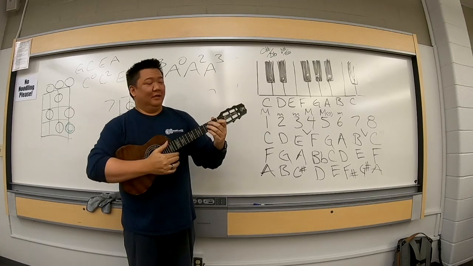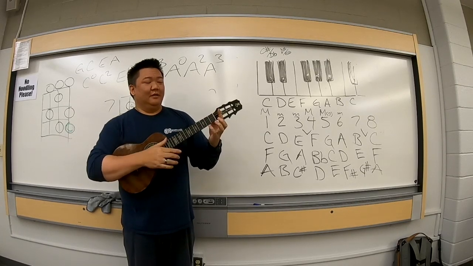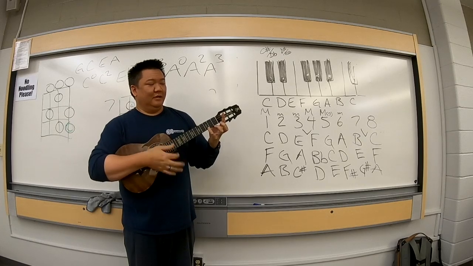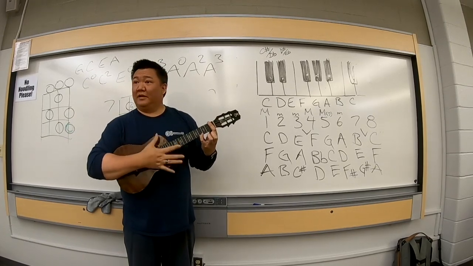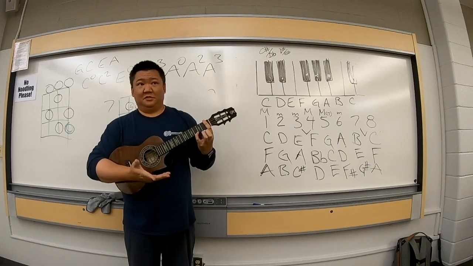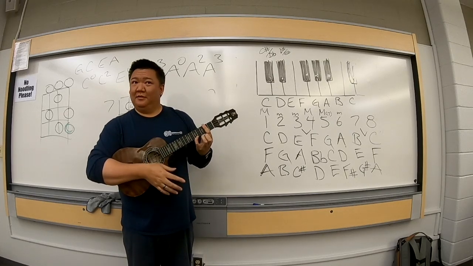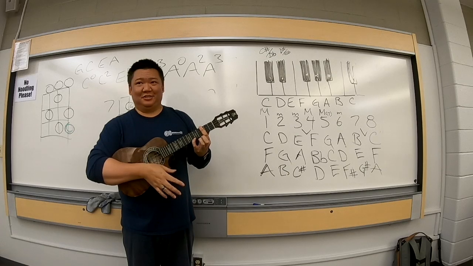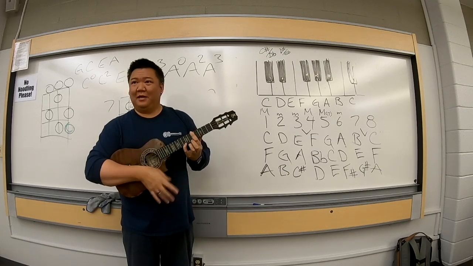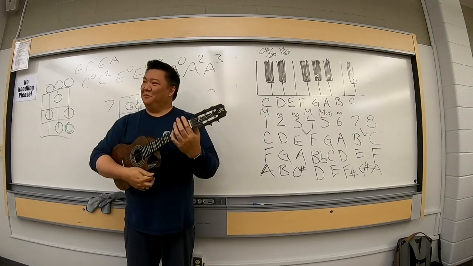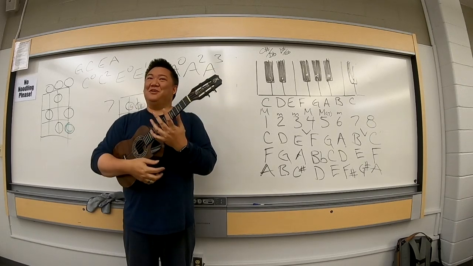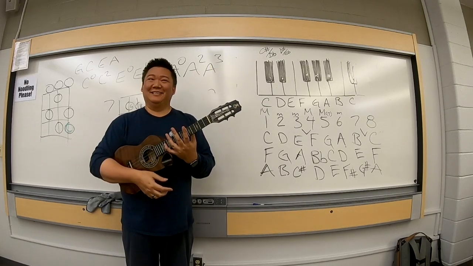For example, this C chord. If I moved everything up, so if I barred the first fret and then pinky went out to the fourth fret, what chord is this? C sharp. Half step up. D, half step up. D sharp, half step up. E, half step up. So there's no reason not to start moving these shapes up. You already know how to play these things.